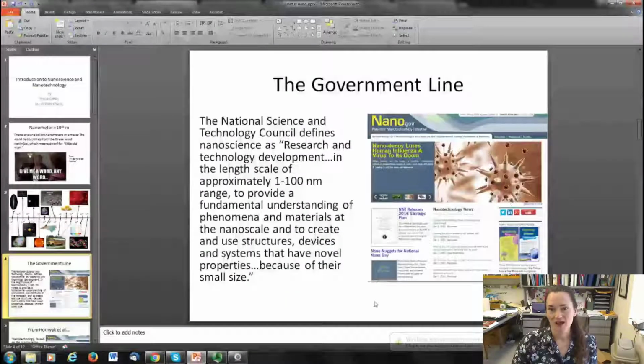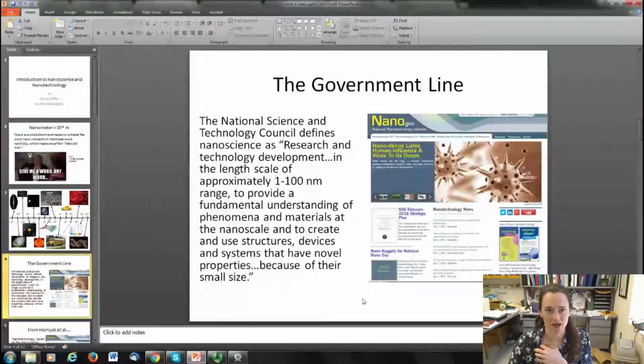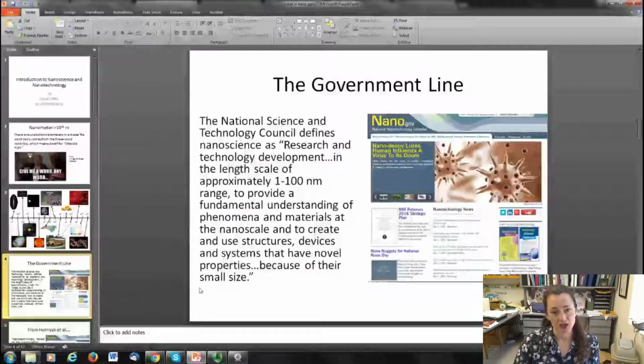Now, nanoscience and nanotechnology have become a government initiative, something that they wanted to pump a lot of money into because they see the commercial possibilities. One of the government bodies is the National Science and Technology Council, and they've defined nanoscience as the research and technology development in the length scale of approximately 1 to 100 nanometer range to provide a fundamental understanding of phenomena and materials at the nanoscale, and to create and use structures, devices, and systems that have novel properties because of their small size.